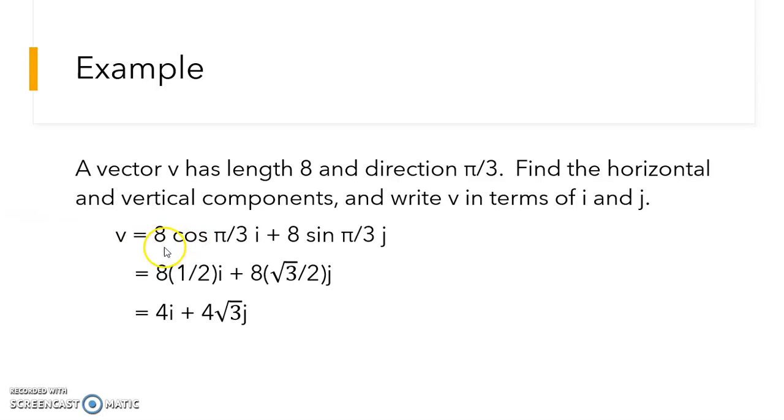So what I did is I did the magnitude times the cosine of pi over 3 times i plus the magnitude times the sine of pi over 3 times j. Cosine at pi over 3 is 1/2. Sine at pi over 3 is the square root of 3 over 2. And then I just simplified. Half of 8 is 4, and 8 over 2 reduces to 4 times the square root of 3. So this is my final vector. Let's take a look at another example.